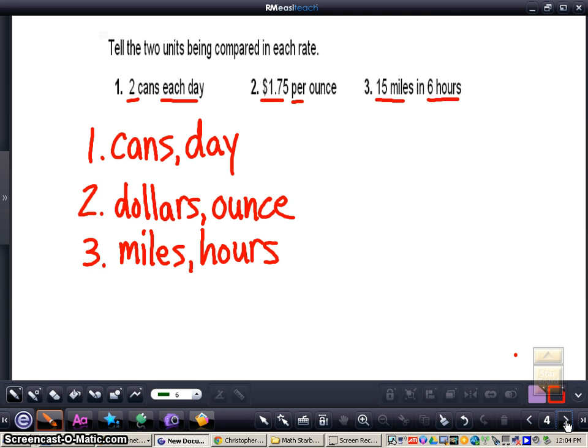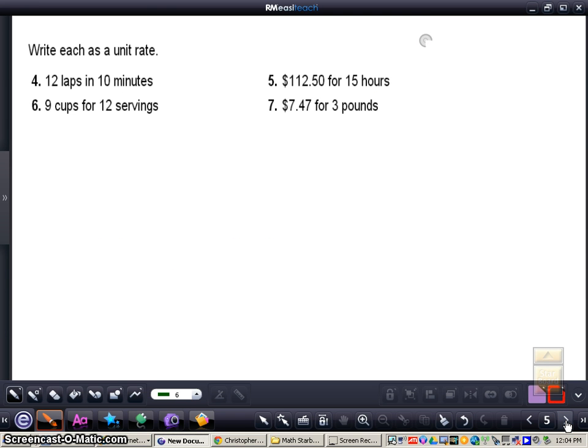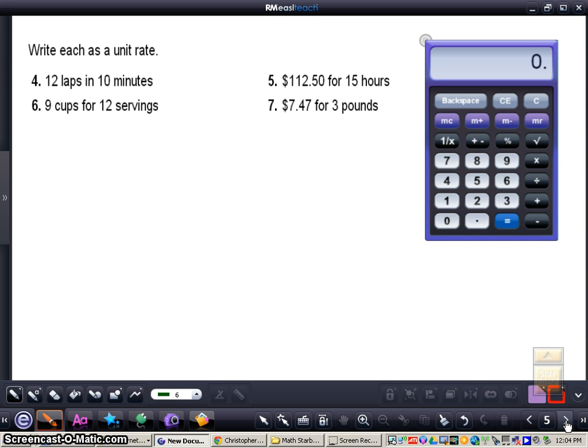Now we're going to take a look at how to find a unit rate. This is going to require you to get out your calculator. You're able to use your calculator for these problems. What we're going to be doing is finding, for example, how many laps in 1 minute, because they gave us how many laps in 10 minutes, but we need to figure out how many laps per 1 minute.